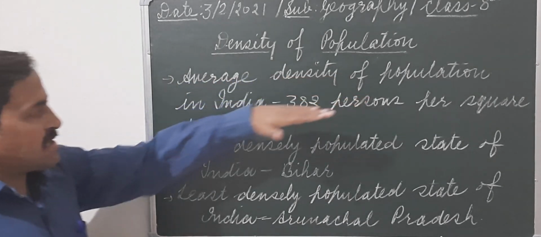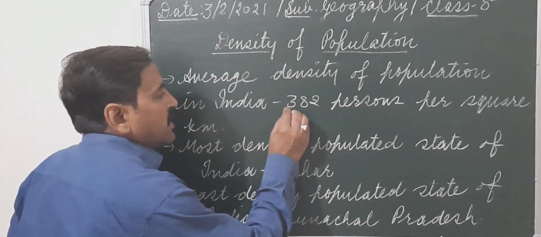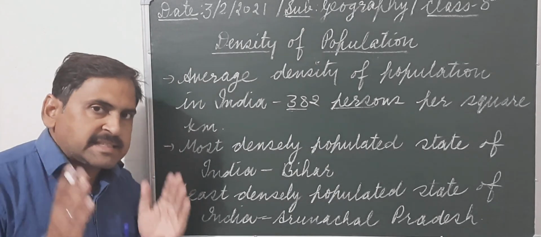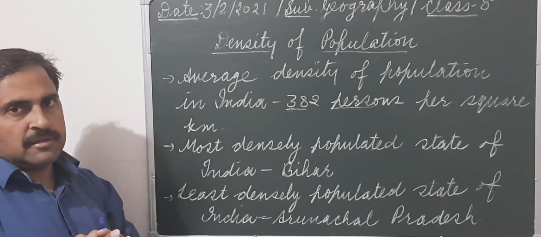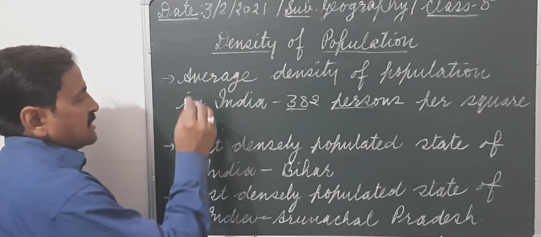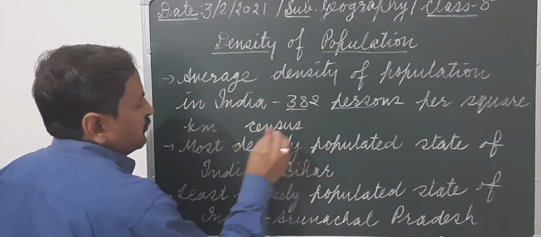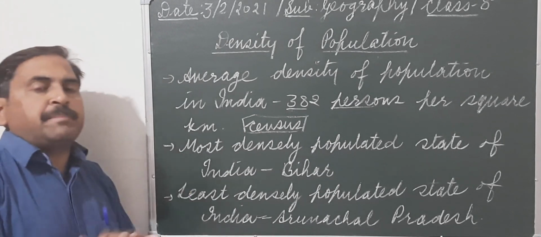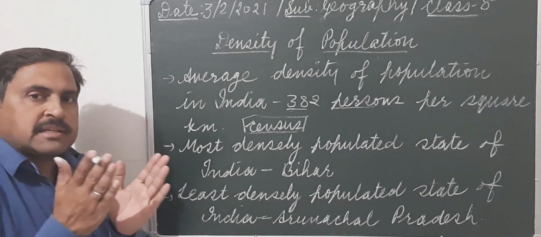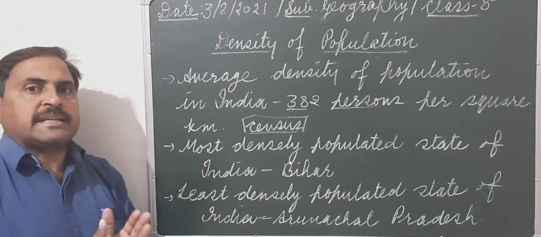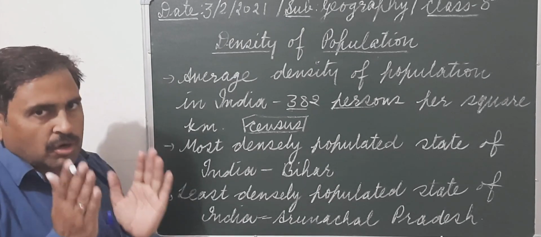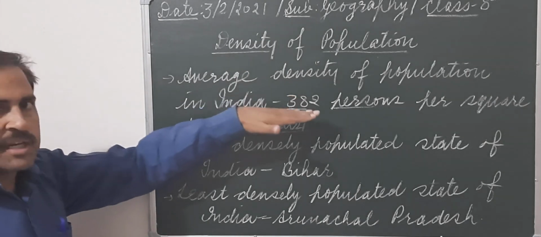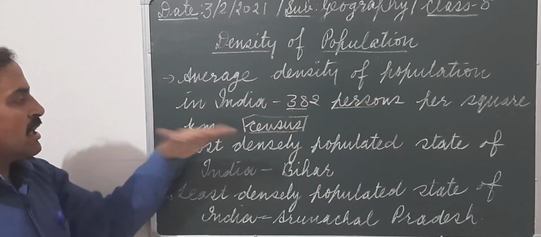Average density of population in India is 382 persons per square kilometer according to the census 2011. Now, what is census? Census is the official counting of the people which takes place every 10 years. The last census took place in 2011. So according to the census 2011, the average density of population in India is 382 persons per square kilometer.